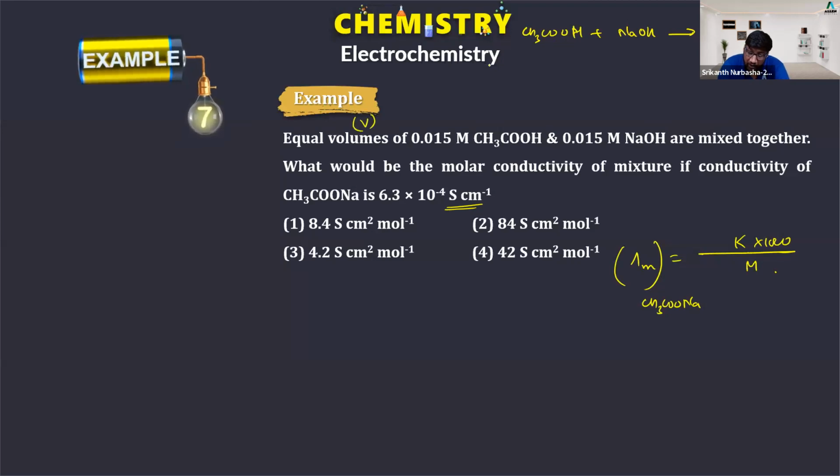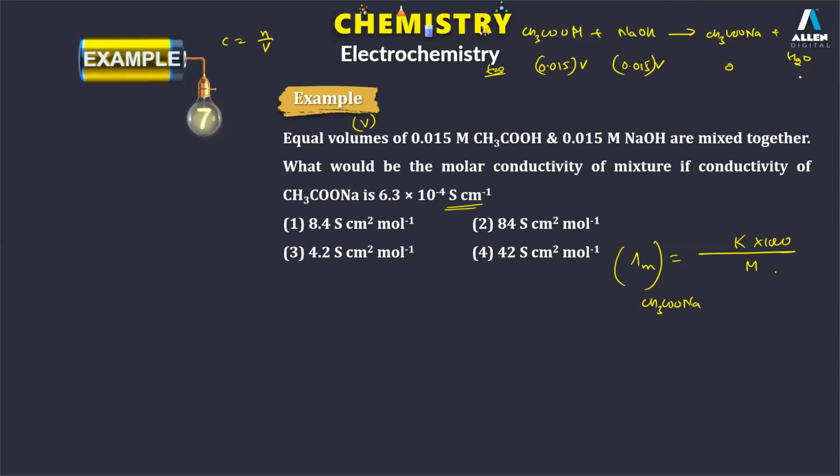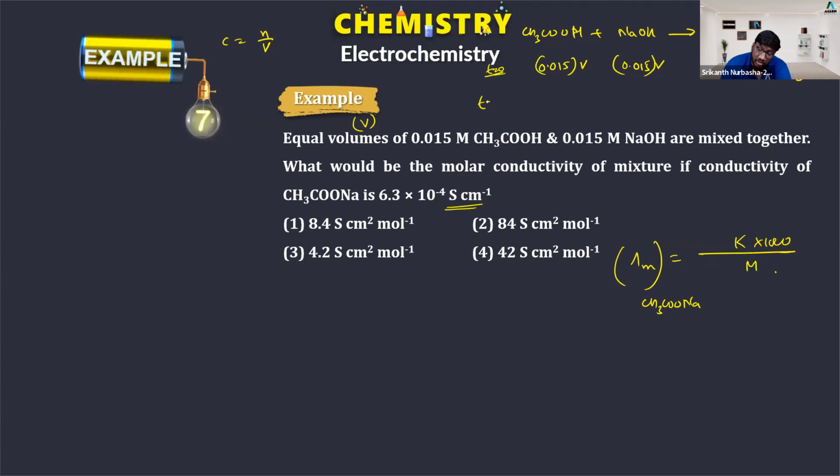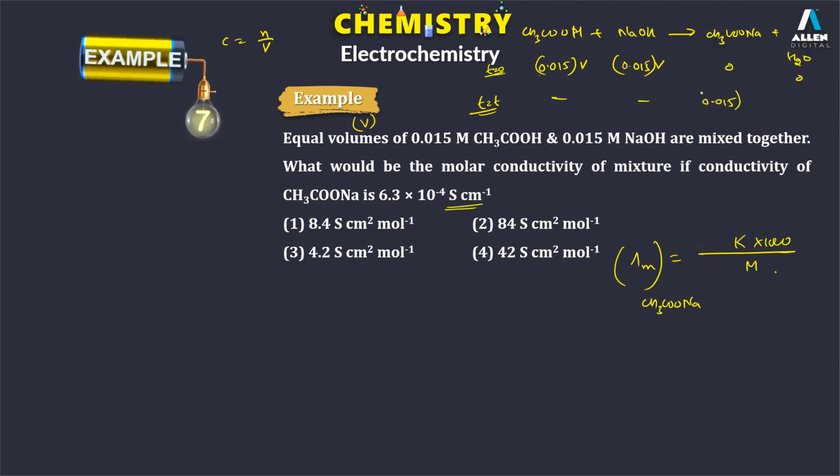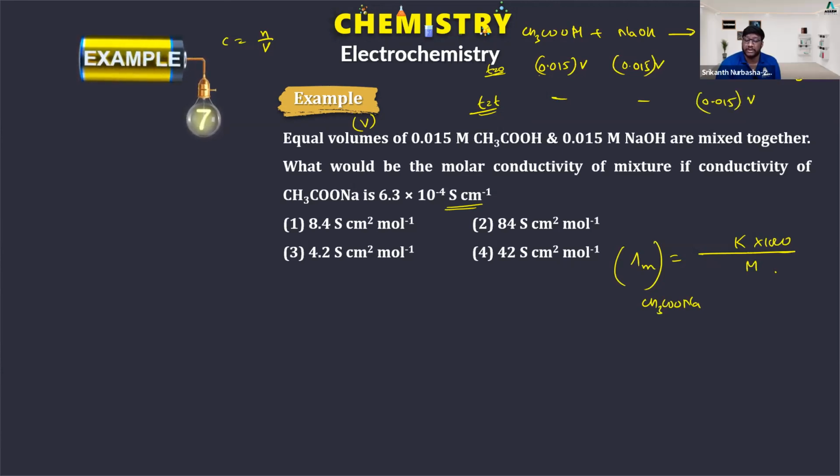Let us say the volume is V. At time t equal to 0, how many moles of CH3COOH are there? Concentration is equal to number of moles by volume. The concentration is given as 0.015 molar, so the number of moles is 0.015 into V. How many moles of NaOH? 0.015 into V. And 0 and 0 are the moles of sodium acetate and water. At time t, 1 mole of acetic acid reacts with 1 mole of NaOH to form 1 mole of sodium acetate. So 0.015 V moles of acetic acid react with 0.015 V moles of NaOH to form 0.015 V moles of CH3COONa and 0.015 V moles of H2O.